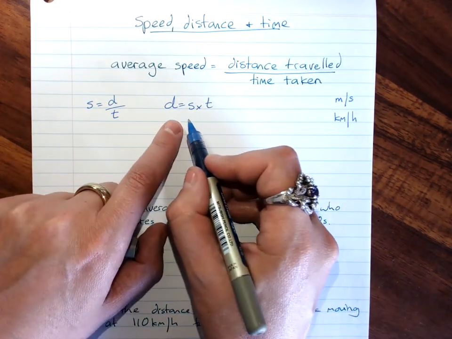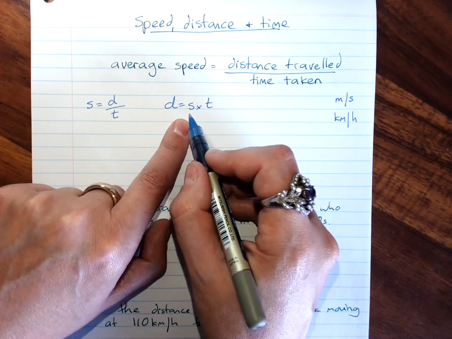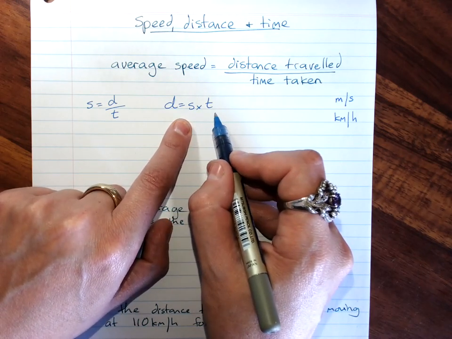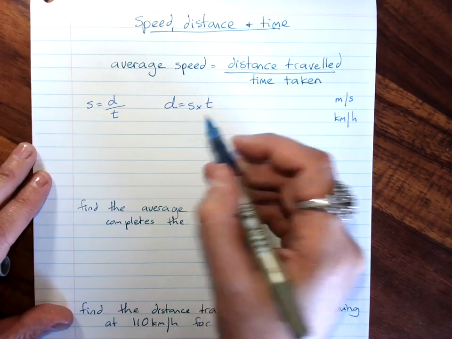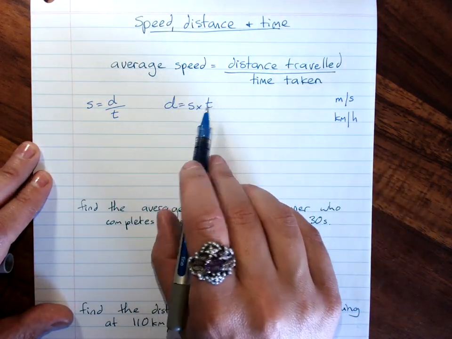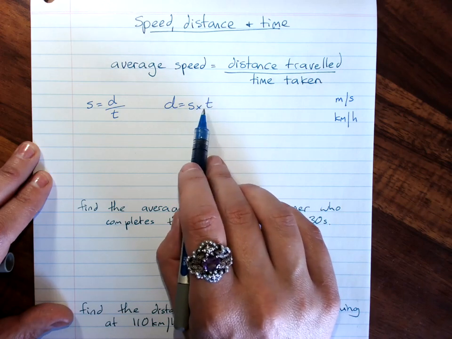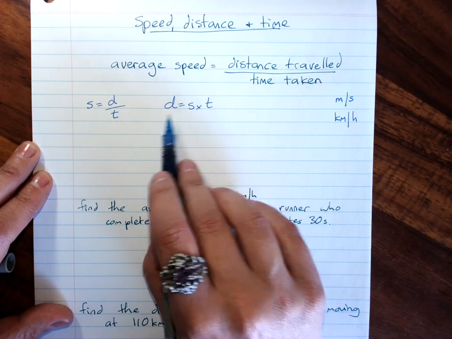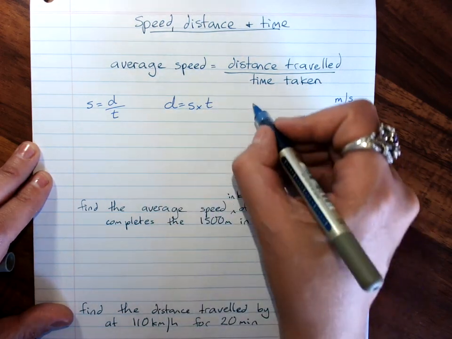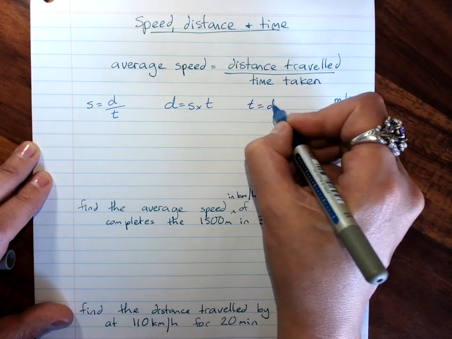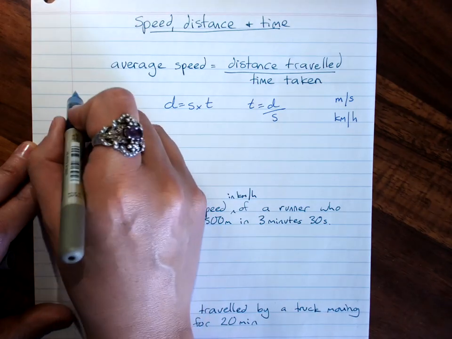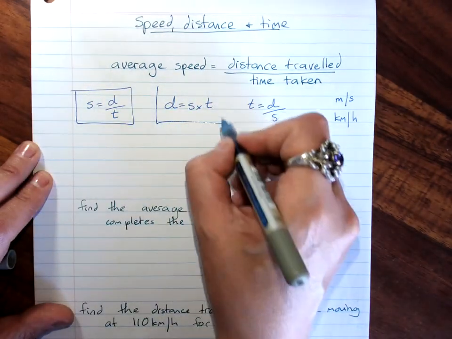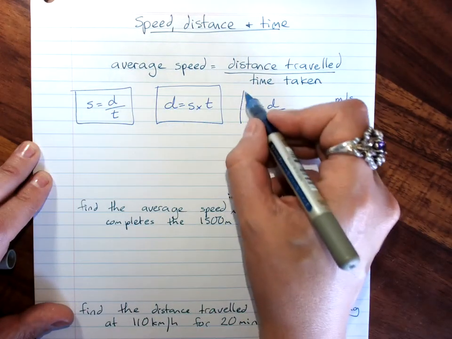And that makes sense. If you're travelling at 10 kilometres per hour for 3 hours, 10 times 3 is 30, you'll travel 30 kilometres. And from this, if I want time on its own, I've got this times by speed here. I'd have to divide by speed on both sides to get time equals distance divided by speed. So these are your three formulas for finding speed, distance, and time.